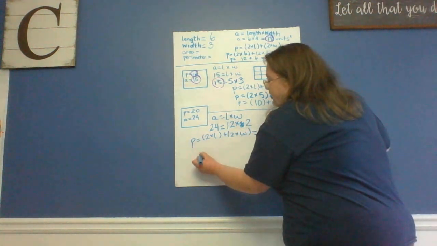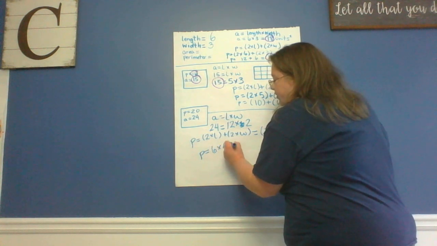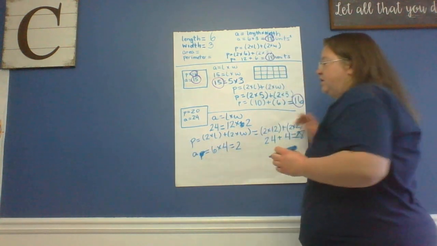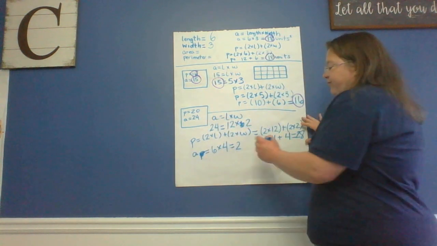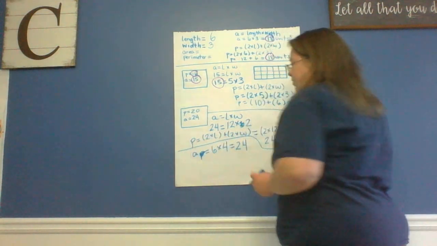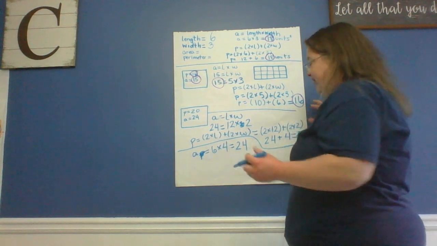Let's try 6 times 4. Oops. Sorry. That should be area. Trying to figure this out. 6 times 4 equals 24. Again, let me draw a line here. So now I'm going to take 6 and 4 and plug those in and see if those work.